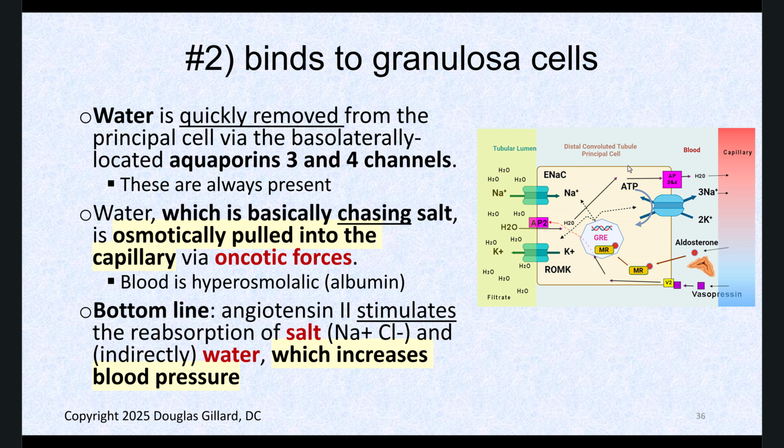And then it gets into the capillaries. The distal part of the capillary is where it goes, via oncotic forces pulling it. So bottom line, angiotensin 2 stimulates the reabsorption of salt, and then indirectly stimulates the reabsorption of water, and it's the water coming in that will increase the blood pressure.